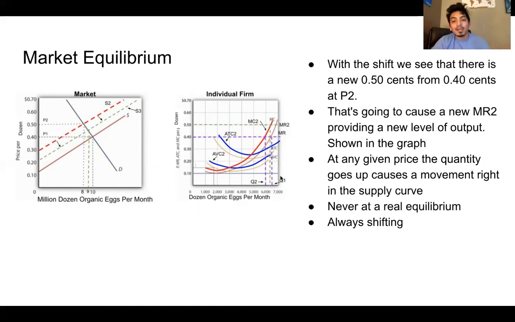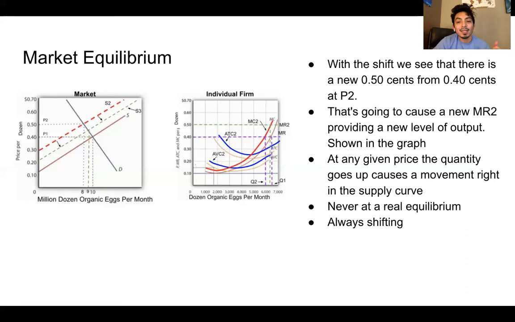It's going to cause another shift in the market, because if we do it how Bailey said, we add up all those individual firms, and they're now producing more than that Q2. So it's going to go from 10 million to 8 million, and now we're going back up to 9 million. That's another movement along the supply curve, so at any given price, the quantity goes up.